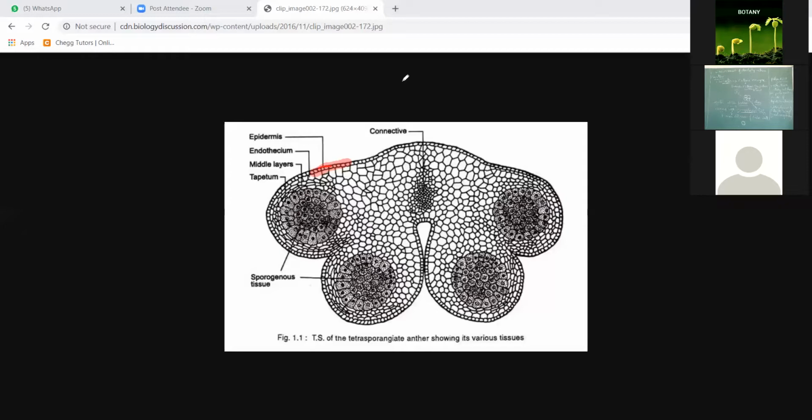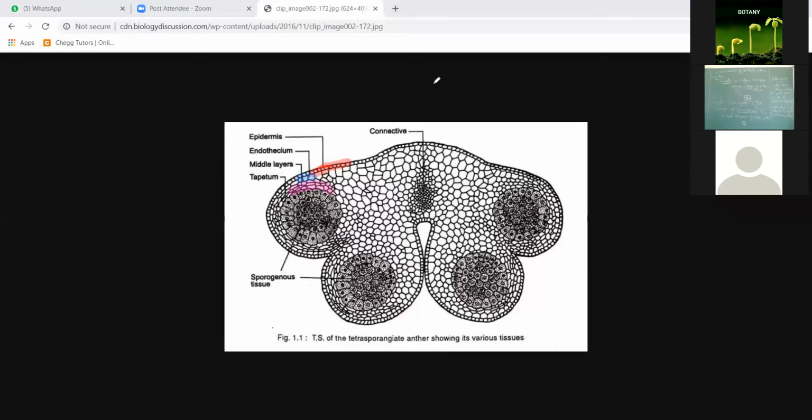Then endothecium is mentioned. Where is that endothecium mentioned? Endothecium is next to epidermis. This is endothecium here. Below that epidermis, there is endothecium. And middle layers are there. Middle layers are those which are present next to endothecium. These are middle layers.